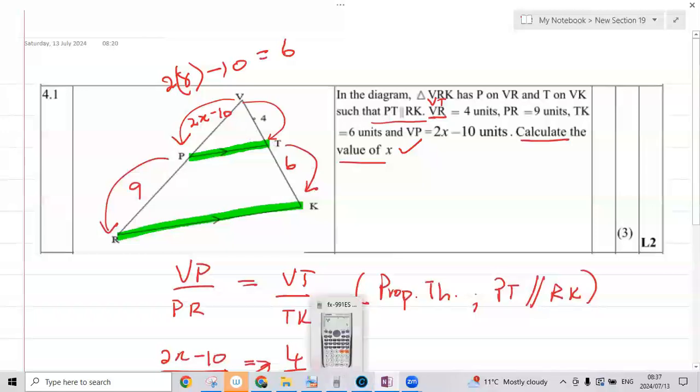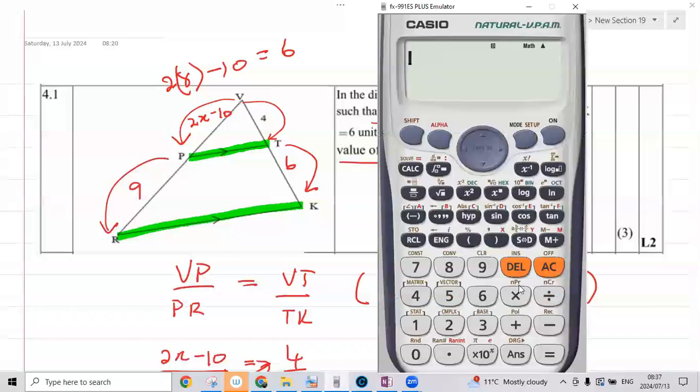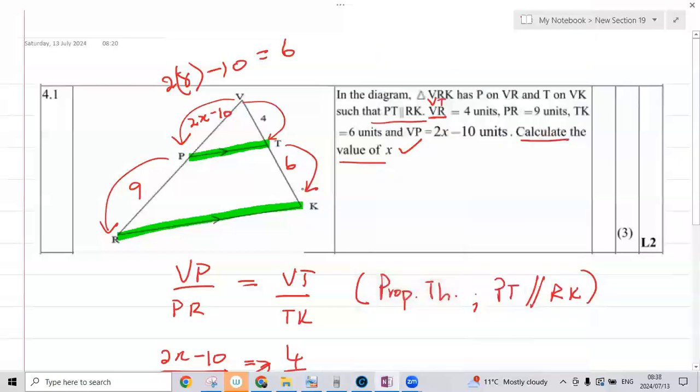See, if I have to divide these sides here, VT over TK, what's that? 4 over 6. 4 over 6, that's 2 over 3. And if I have to divide this now, VP over PR, 6 over 9. I must also get the same proportion, 2 over 3. So the sides are in the same proportion. And that's what the theorem is basically telling us.